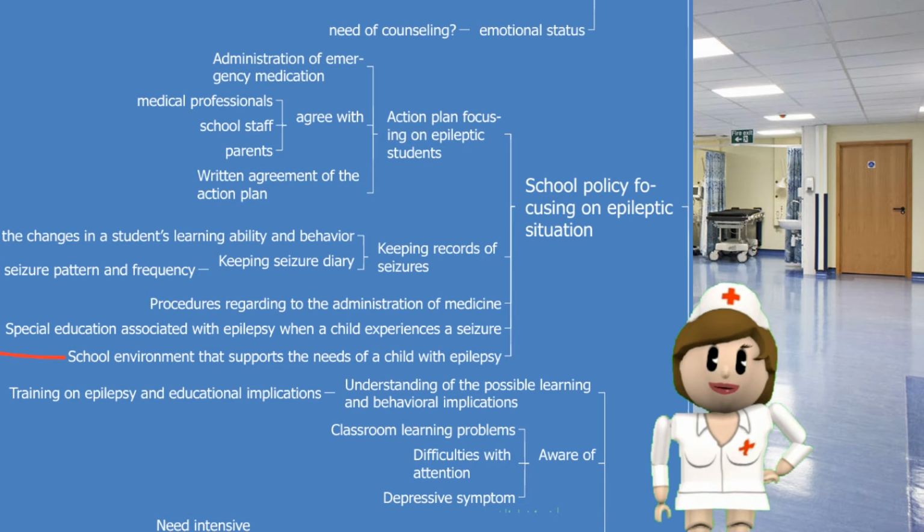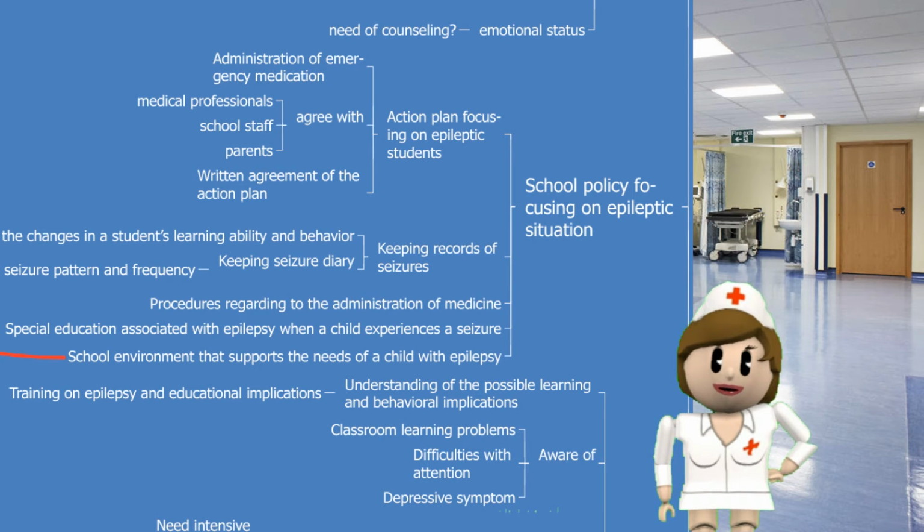The second would be school policy focusing on seizure situations. Schools should have a seizure policy, and this should include aspects such as what to do when a child studying in the school has a seizure, what to do regarding the records of seizures, procedures regarding the administration of medicine when a child experiences a seizure, any possible special educational needs associated with seizure, and also a school environment that supports the needs of a child with epilepsy.